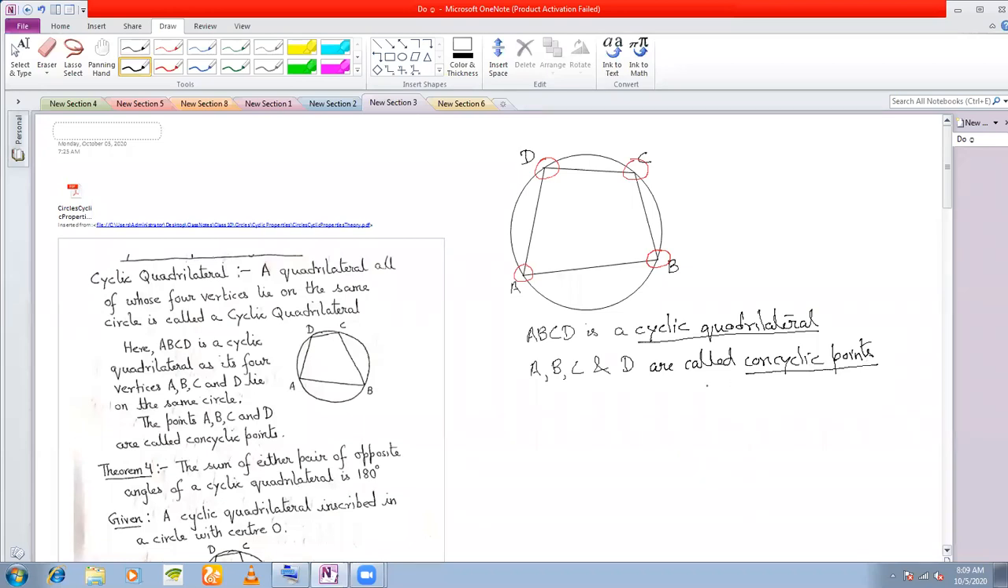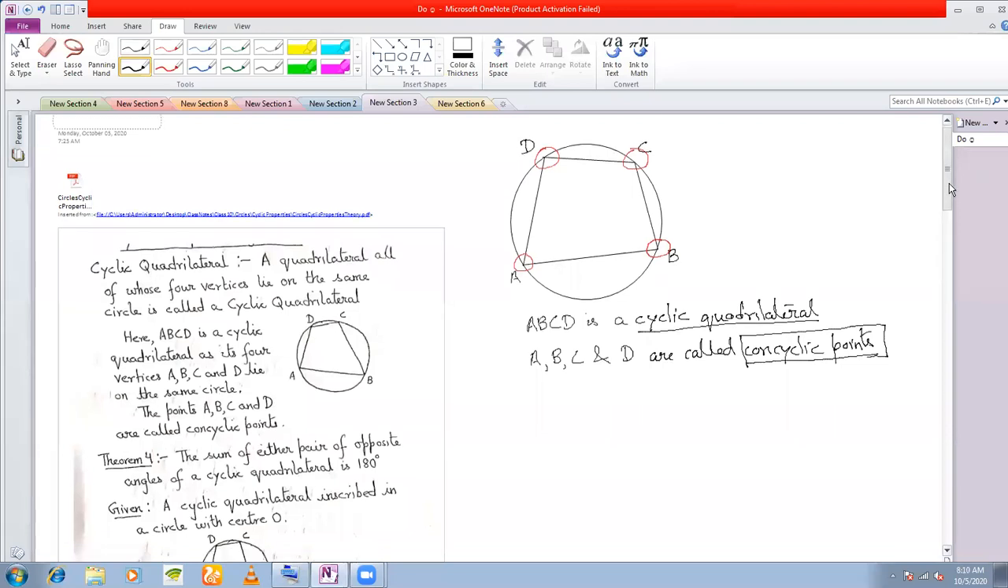Or you can state alternatively that there is exactly one circle passing through A, B, C, and D. So whether I say A, B, C, and D are concyclic points, or whether I say there is exactly one circle passing through A, B, C, and D, both are the same thing. Con in English means same. And cyclic is related to cycle, related to circle. So that is what concyclic points means.